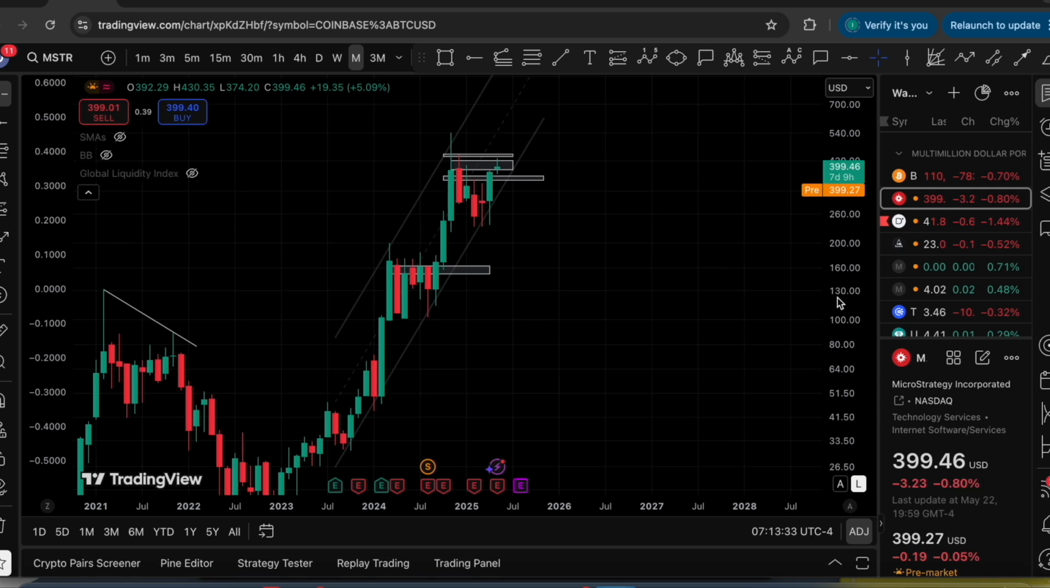Let me know what you guys think. Let me know if I'm missing an indicator or something that can call the top, or it has historically in 17, 21, even in the November 2024 local top.